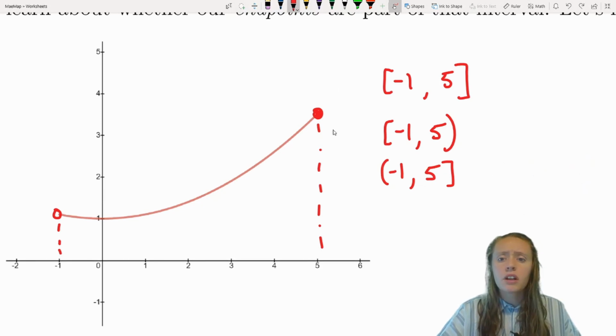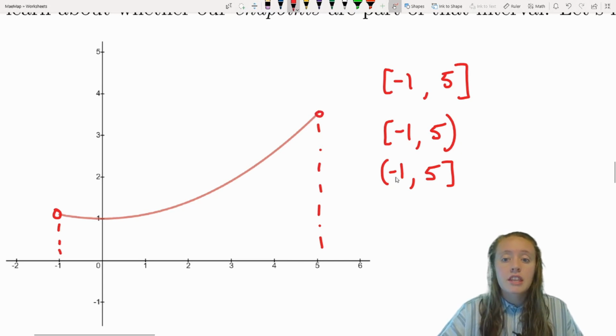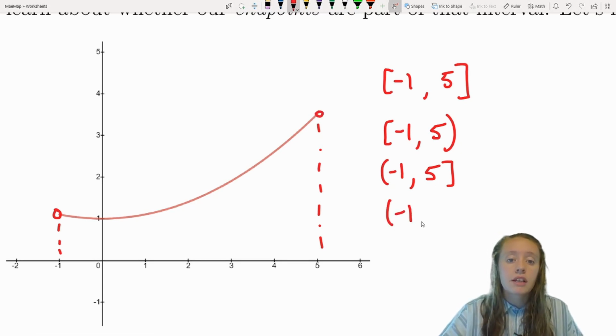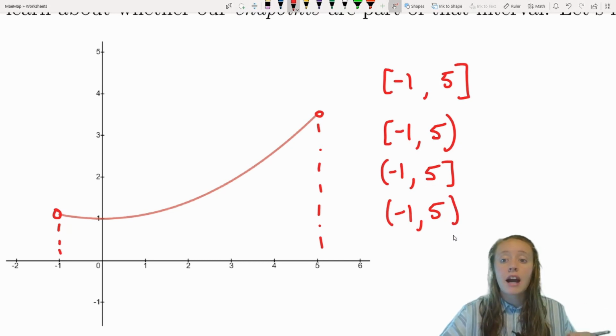And let's do one more. Let's do it to where both of them have an open circle. That would be -1 is less than x, which is less than 5. That's how we would write our interval.